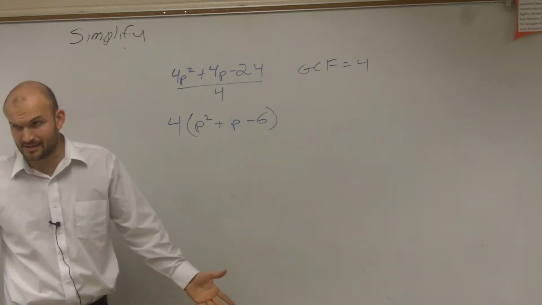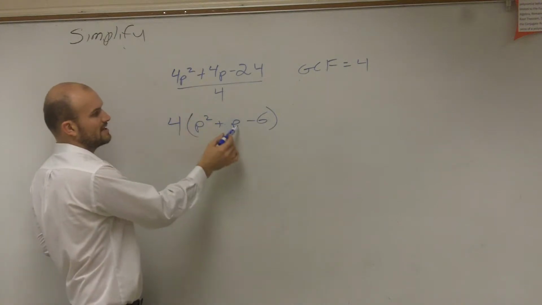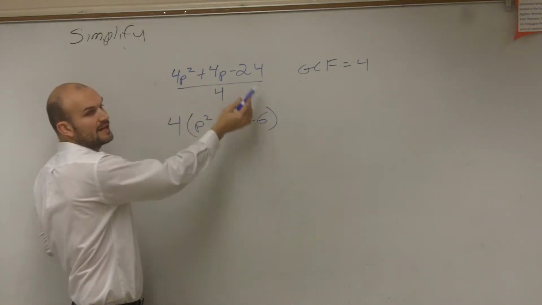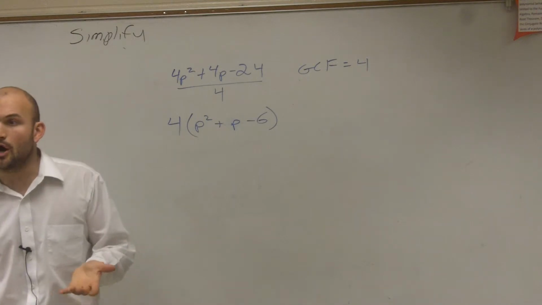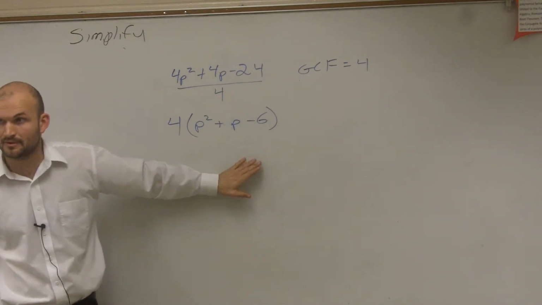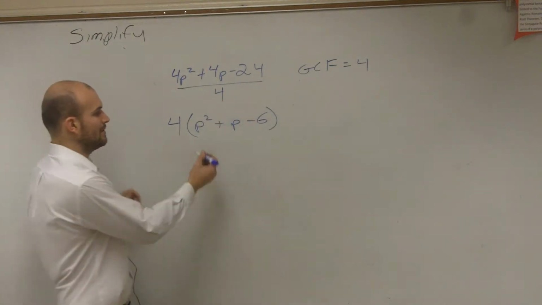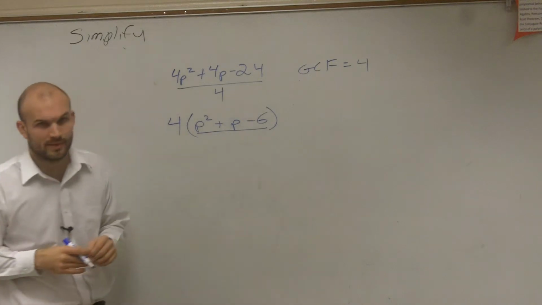Now let's see, does that make sense? Well, does 4 times p squared give you 4p squared? Does 4 times p give you 4p? And 4 times negative 6 give you negative 24? Yes. So all I did is rewrite this as a multiplication problem. This is factoring. So I factored it once, but can we factor it further? That's what I want to see. Can I factor this trinomial?